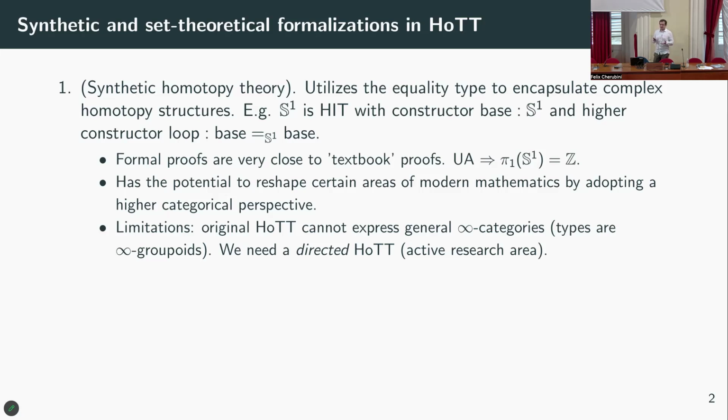It also has the potential to reshape certain areas of modern mathematics by adopting a categorical perspective: you assume you had some definition using sets, and you think more about it from different angles, and then you come up with some categorical structure, which is maybe cleaner or better behaved and so on. But there are some limitations. Original homotopy type theory can't express general infinity categories, unfortunately. Types here are just infinity groupoids. We need some kind of directed version, which is an area of research.